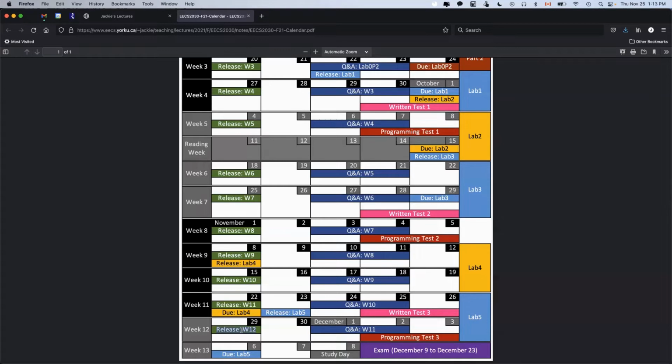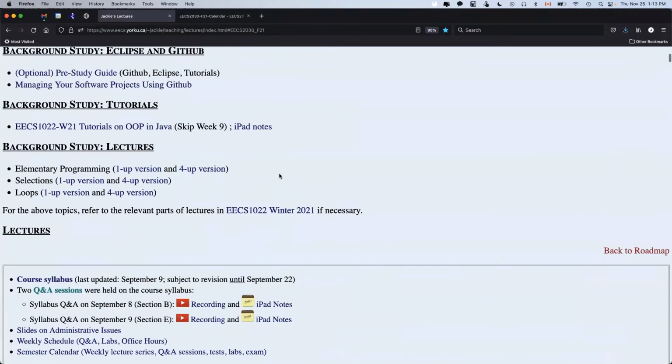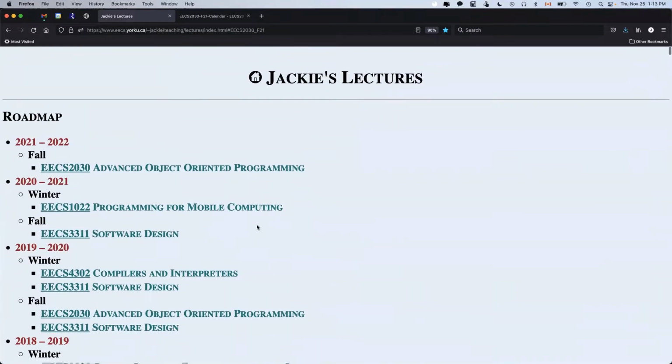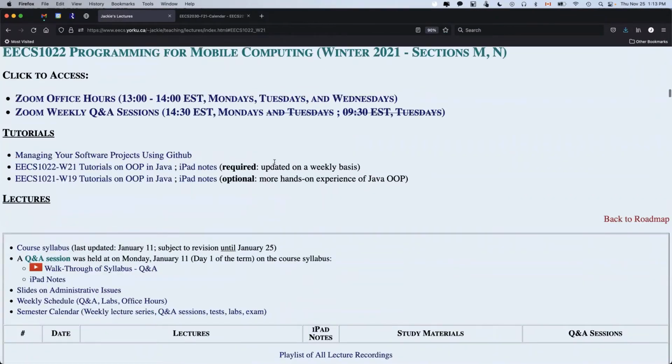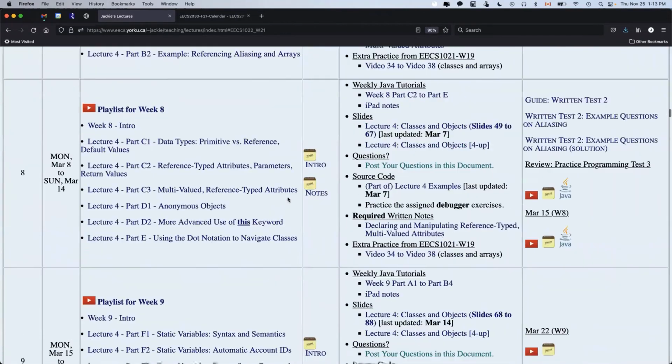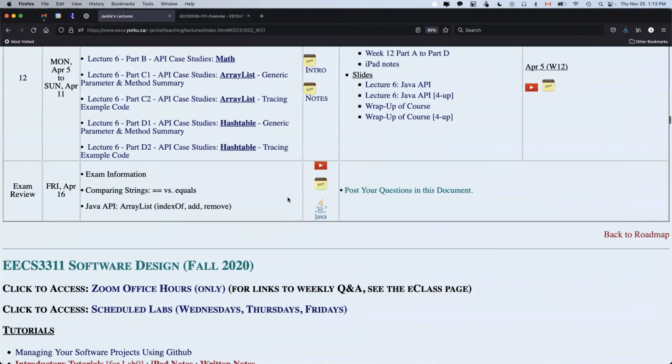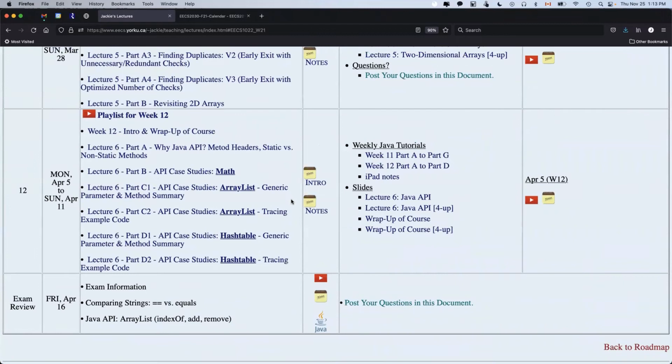Just to be more precise, those 2 videos came from here. Give me a moment. If you go to 1022, as you pointed out, and go to the final week, the 2 videos I suggested are this one here, about tracing the code for array list, and this one here, tracing the code for hash table. I think these 2 should be sufficient.